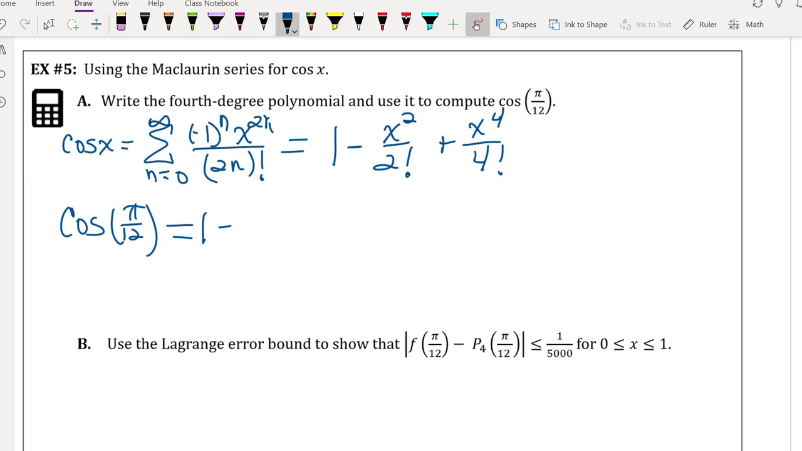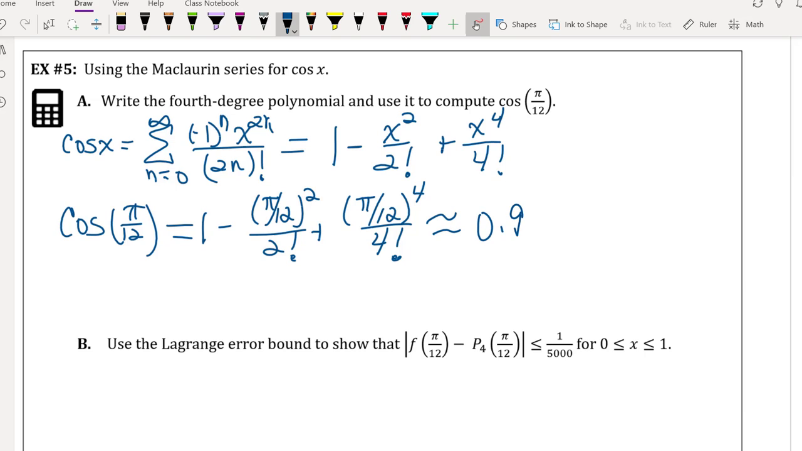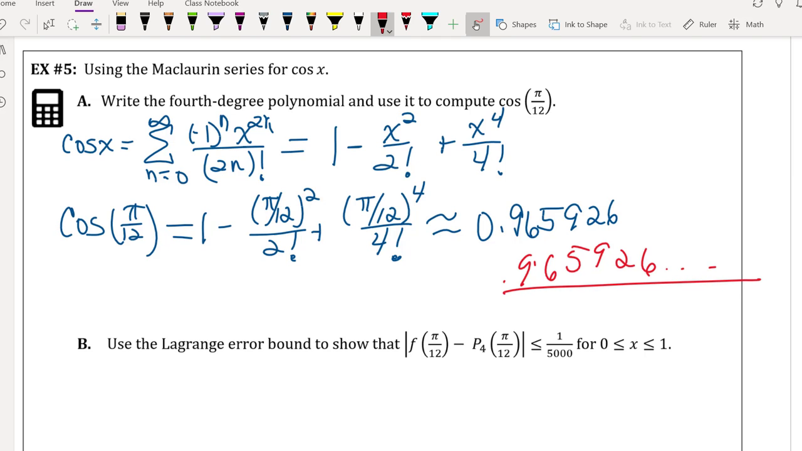So we're going to have 1 minus (pi over 12) squared over 2 factorial plus (pi over 12) to the fourth over 4 factorial. This is approximately equal to 0.965926, and it's actually pretty close to the real value. The real value is 0.965926, and so those digits all line up, which is pretty good.